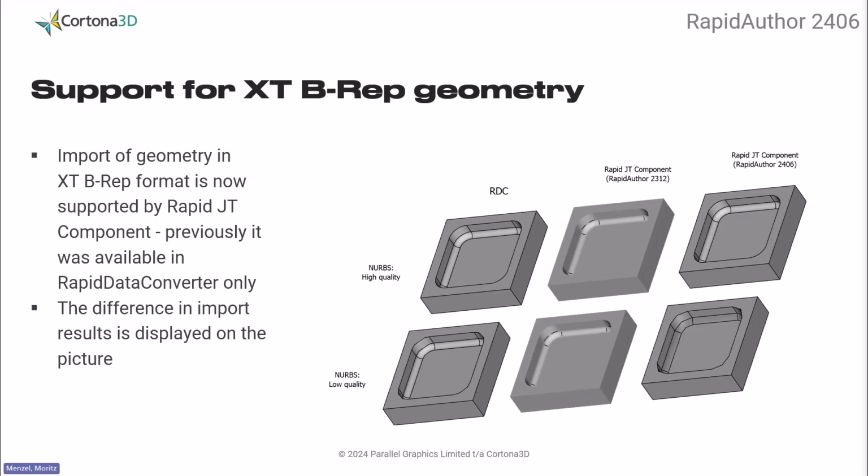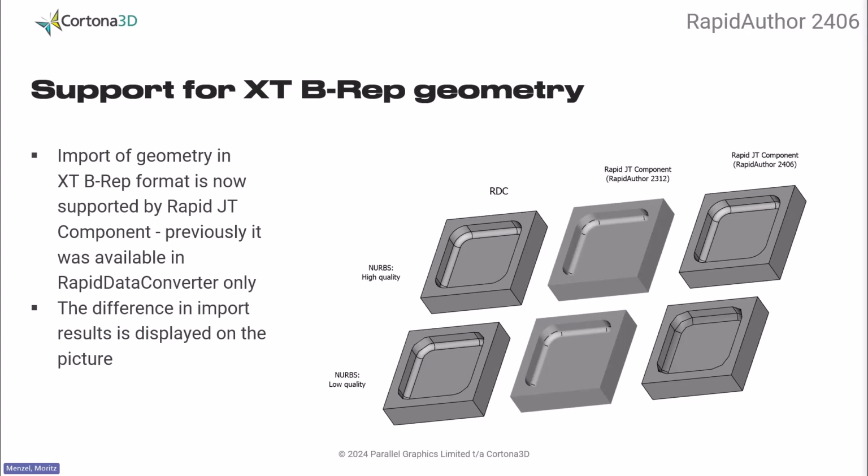24.06 now also supports the import of geometry in the XDB-rep format through the RapidJT component. This was previously only available in Rapid Data Converter. One of the effects is that we can now read surface control lines from JT, and the surface quality of the geometry depends on your setting in the import profile. You can see the difference in this illustration.